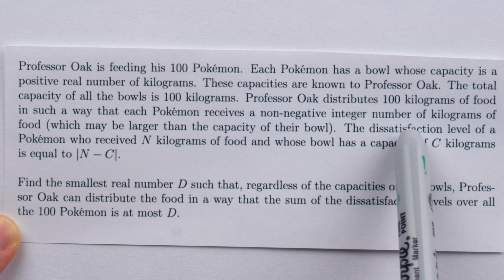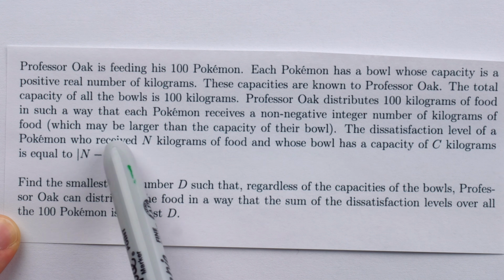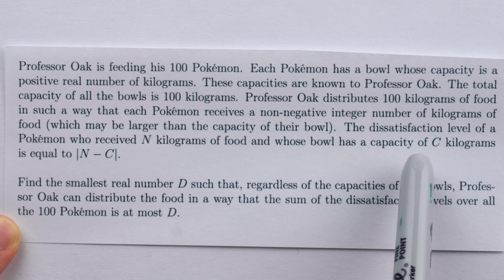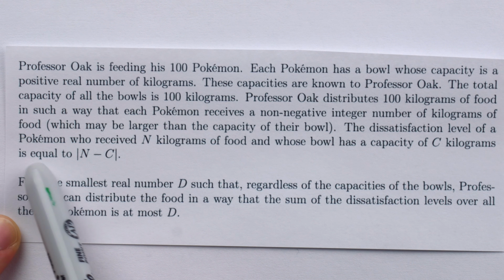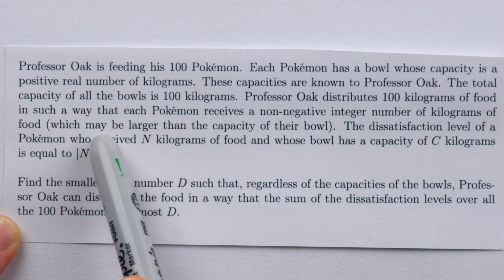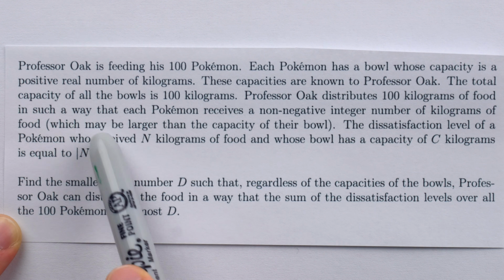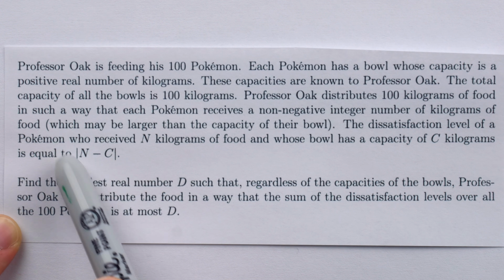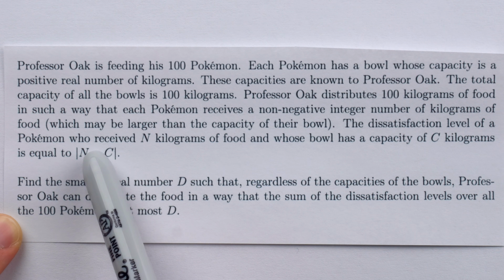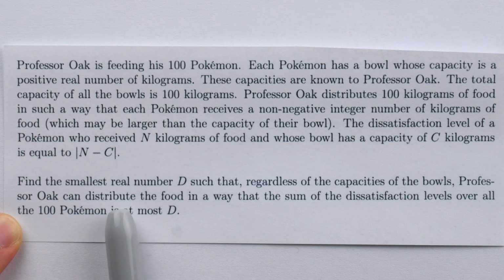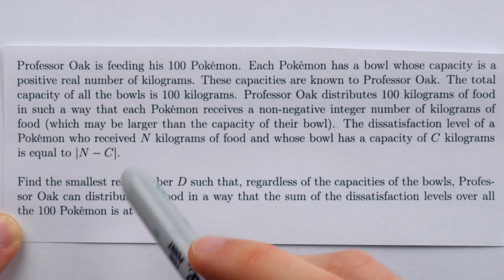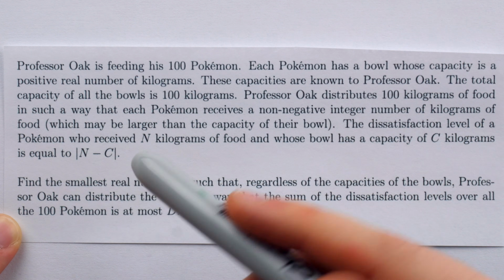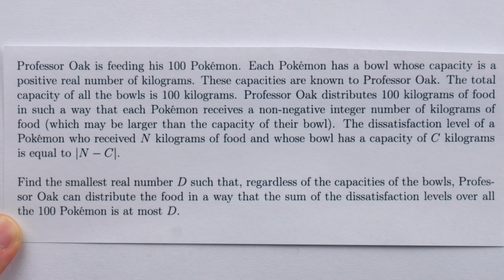Then, the dissatisfaction level of a Pokémon who received N kilograms of food, and whose bowl has a capacity of C kilograms, is equal to the absolute value of N minus C. That's just the absolute difference between the bowl's capacity and the amount of food Professor Oak filled it with. If the capacity was 10 and Professor Oak filled it with 5 kilograms, the dissatisfaction level would be 5. If he filled it with 15 kilograms, same thing, the dissatisfaction level would still be 5.